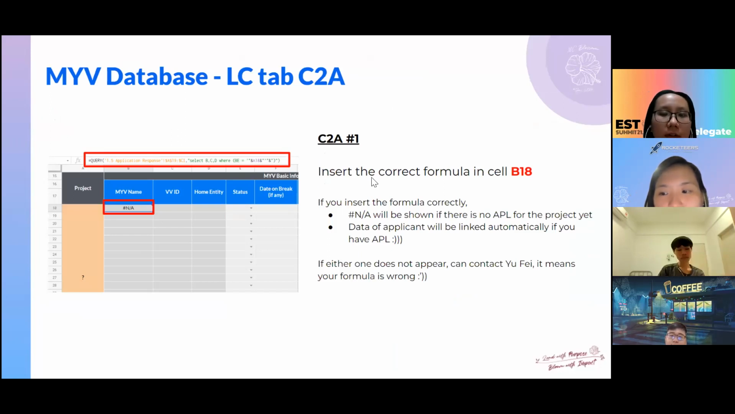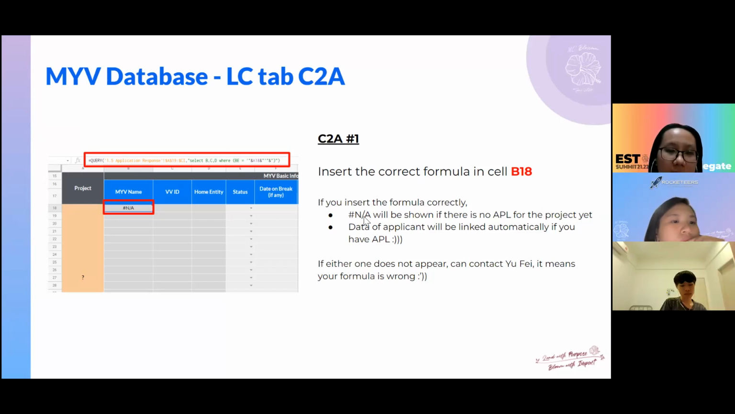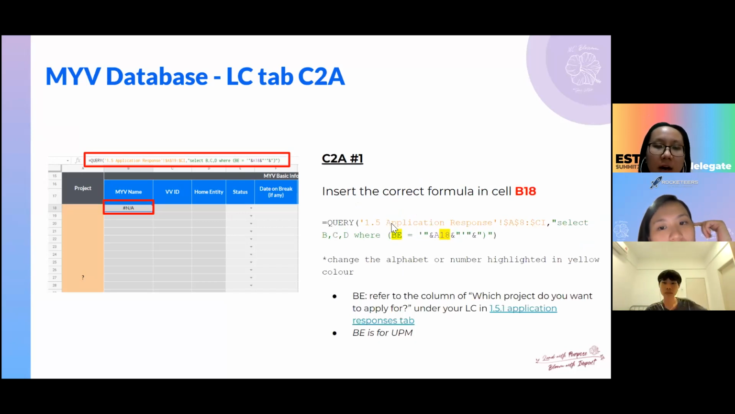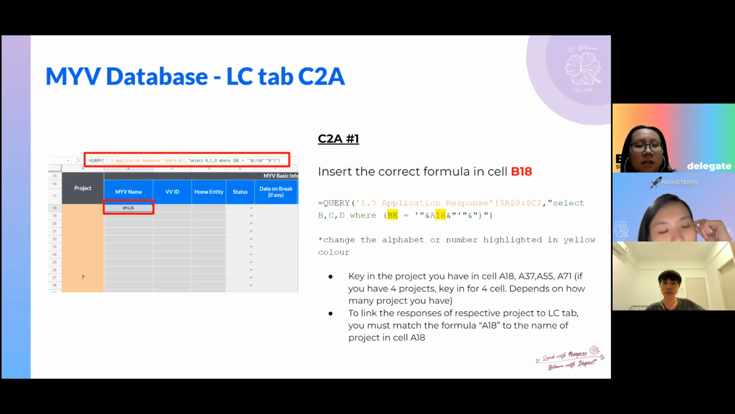After you have followed the call to actions, you basically just need to fix 2 parts. It's very easy. Just copy and paste the formula and fix the 2 things that I highlighted just now. Once you insert the formula, there are 2 outcomes that will appear. Either the hashtag NA, which means you don't have any applicants yet and you need to push your LR to get applicants for your project. Or if you already have applicants, the data will be automatically linked to you, like TU.